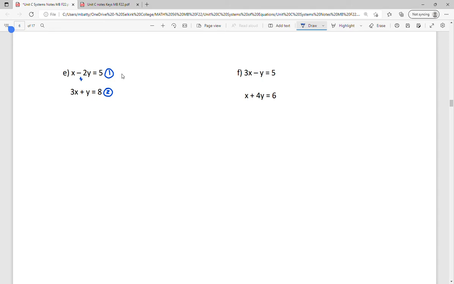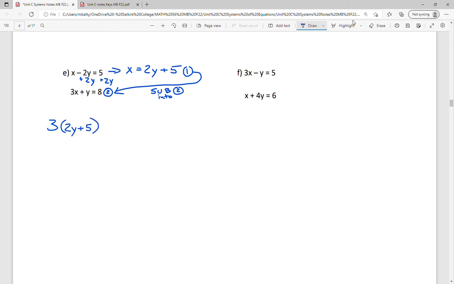I could do that by adding 2y to both sides, right? So maybe what I might do is fix that up before I call it equation 1. So what I'm doing with this one is saying now that x equals 2y plus 5. Now I have something that's a little bit easier. So I could take equation 1 this time and sub that into equation 2. What I'm going to do then is say 3 bracket 2y plus 5 plus y equals 8.